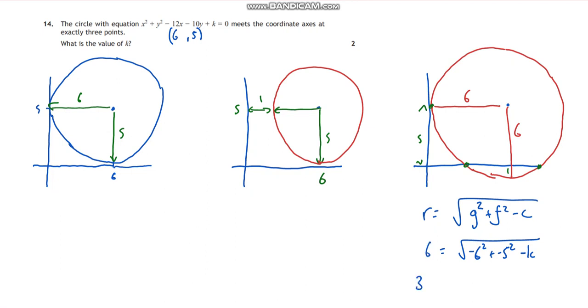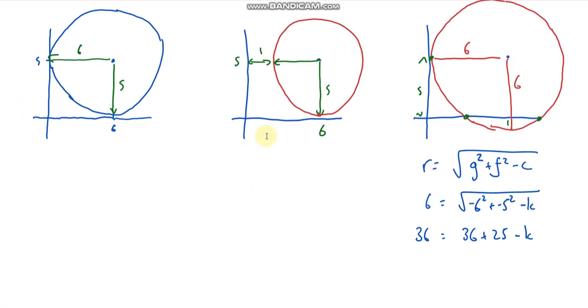So I get rid of the square root sign. It's 36 is equal to 36 plus 25, take away k. So the 36's cancel out. I'll move k to the other side. So k is equal to 25.